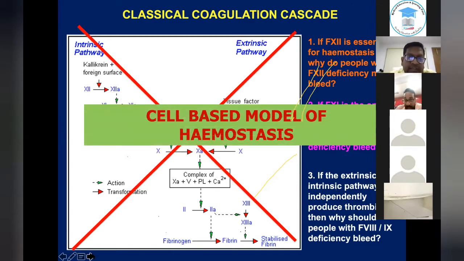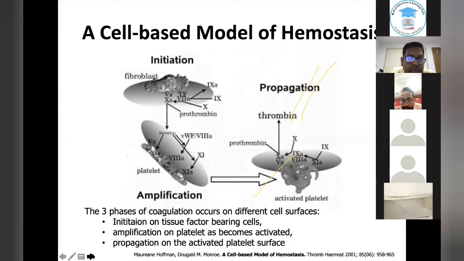And for this reason, currently, since 2001, a cell-based model of hemostasis has been proposed, which shows that all the hemostasis is actually happening on the surface of the cell, and it has three phases, that is initiation, amplification, and propagation. The initiation happens on the tissue factor bearing cells, amplification on the platelet when it is getting activated, and propagation happens on an activated platelet surface.